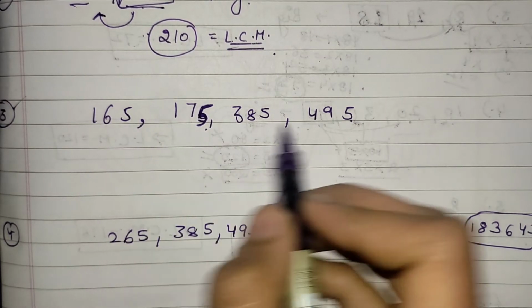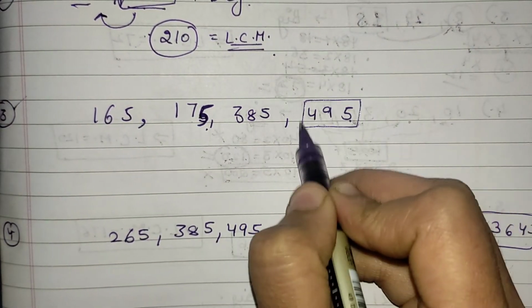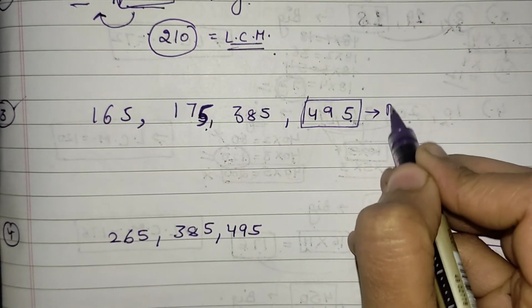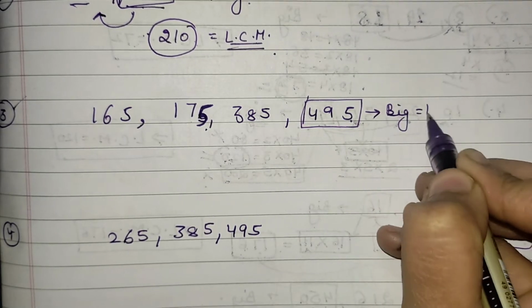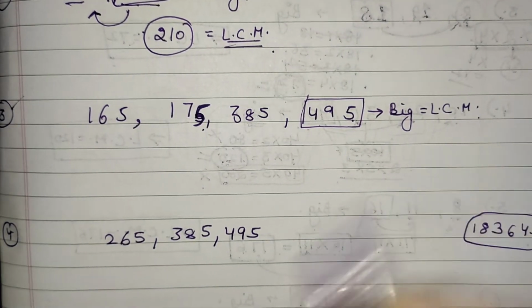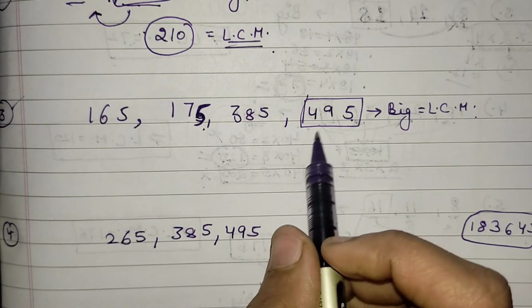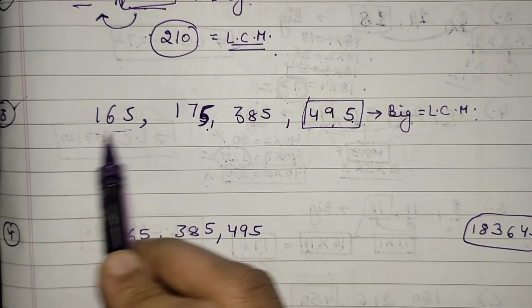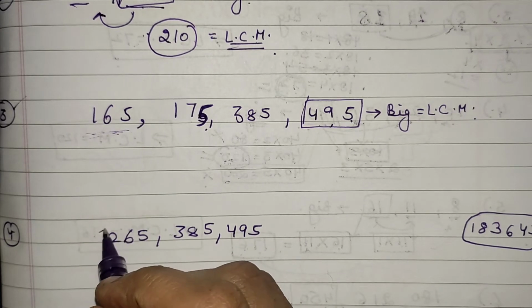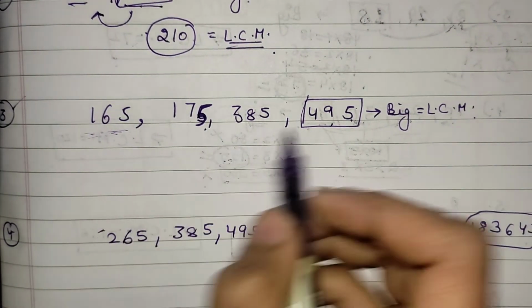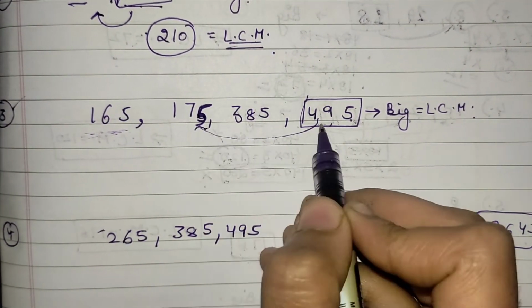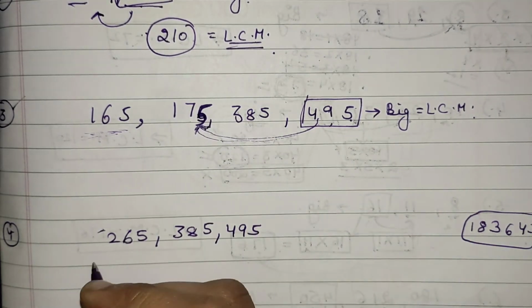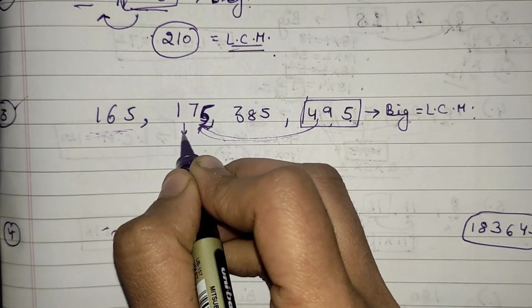The next question is to find out the LCM of these numbers. So let us imagine our bigger number is equal to the LCM. Now check if 495 is divisible by 165 or not. Yes, it is divisible. Then check whether 495 is divisible by 175 or not. No, it is not divisible.